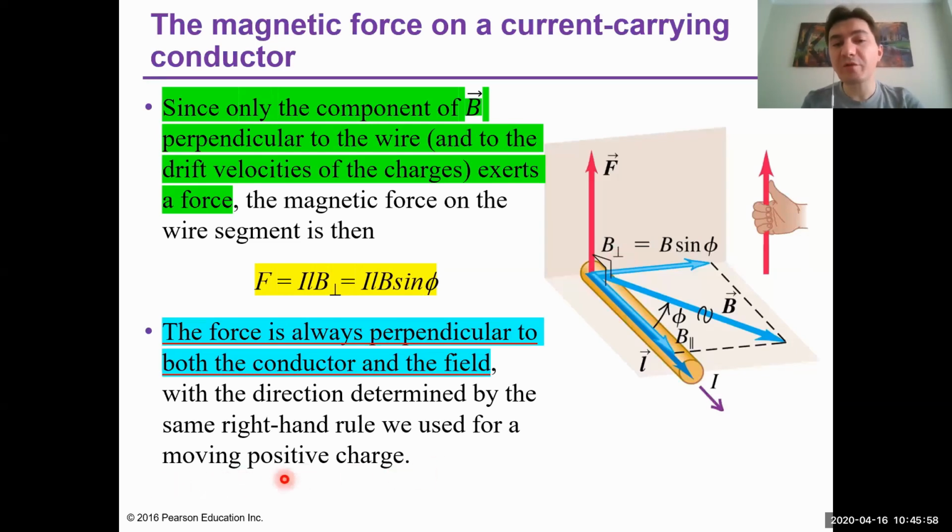For a moving positive charge, this is the direction. For a negative one, it will be reversed. Do you have any question here?